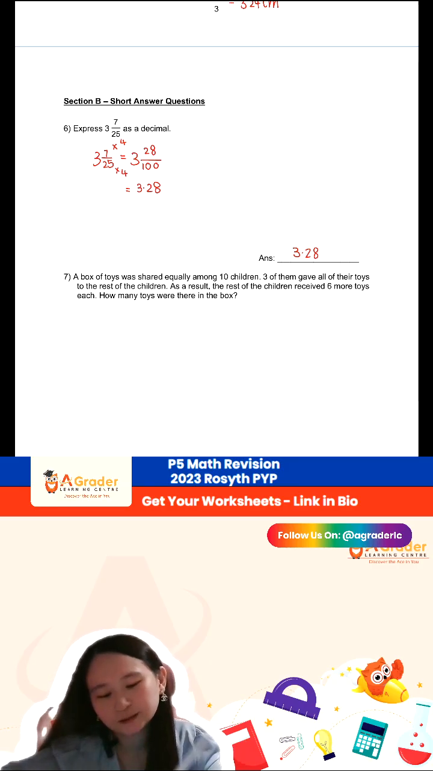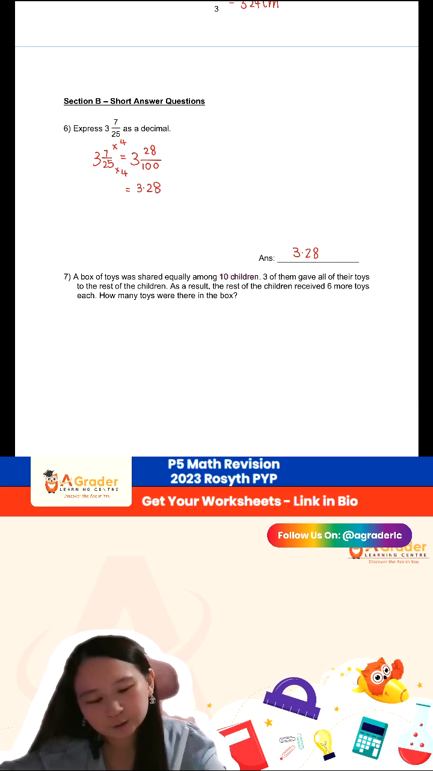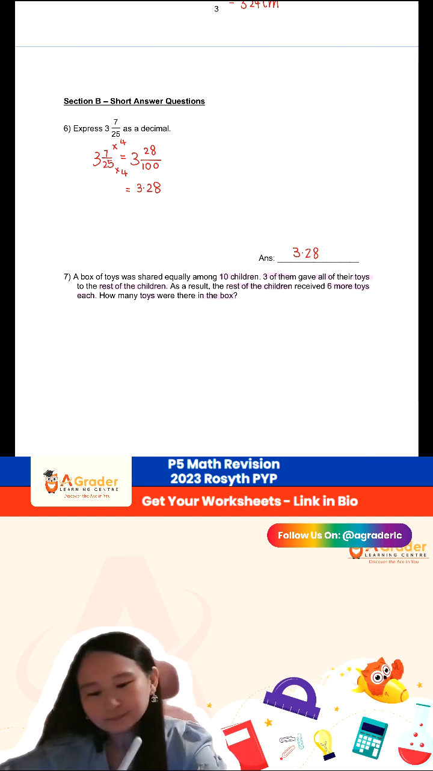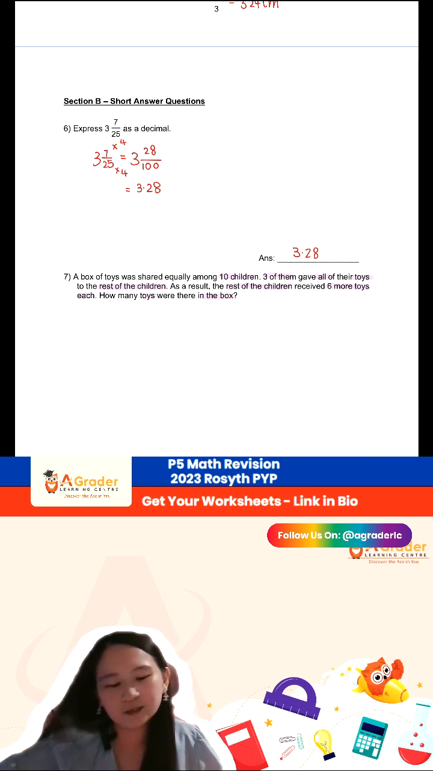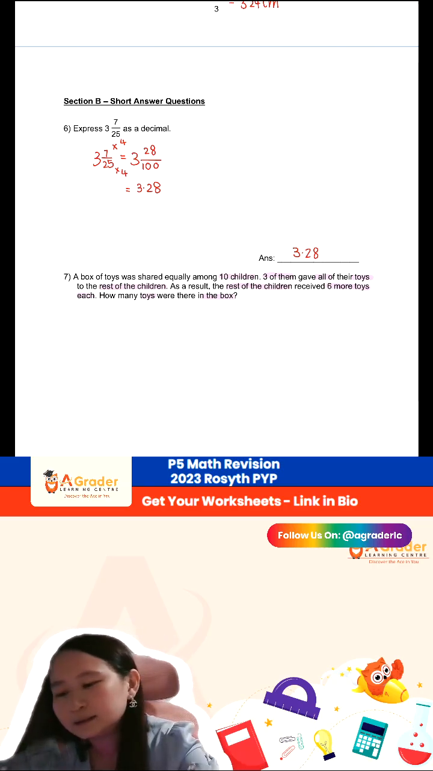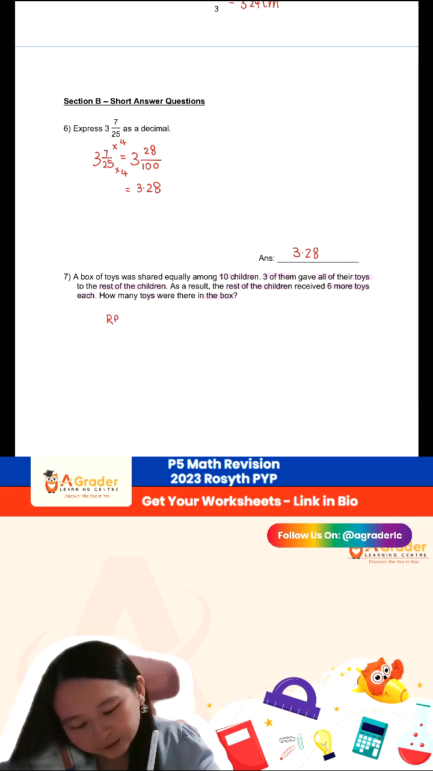A box of toys was shared equally among 10 children. 3 of them gave all their toys to the rest of the children. As a result, the rest of the children received 6 more toys each. How many toys were there in the box? So firstly, if 3 of them gave all their toys away, means they don't have any toys in the end. So we need to find the number of the rest of the children.